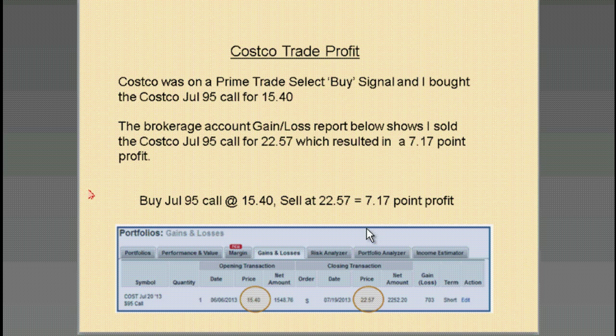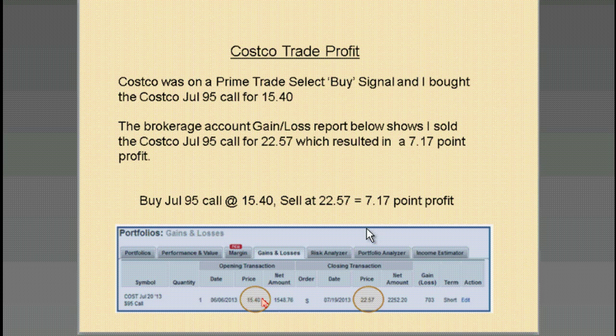The stock was on a Prime Trade Select buy signal. I bought the July 95 call for $15.40, and this brokerage account gain and loss report shows I bought the option at $15.40 and sold it at $22.57. So I had a 7.17 point profit on this option trade.